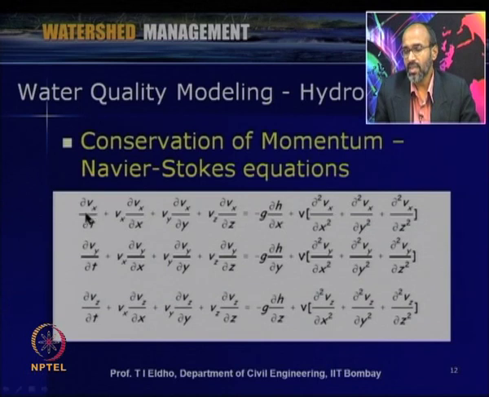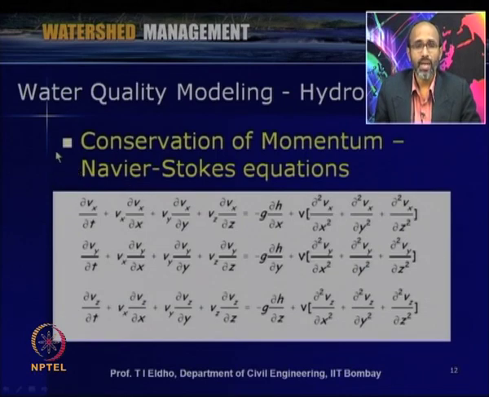we can represent, for example in x direction, as del Vx by del t plus Vx into del Vx by del x plus Vy into del Vx by del y plus Vz into del Vx by del z is equal to minus g del h by del x plus nu into del square Vx by del x square plus del square Vx by del y square plus del square Vx by del z square. That way we can represent the momentum equations. So this is for x direction. Similarly, we can write for y and z directions.